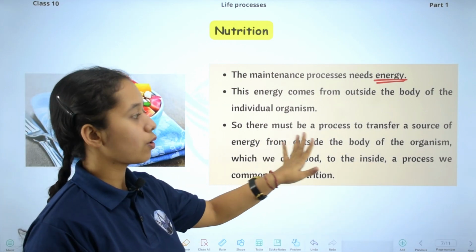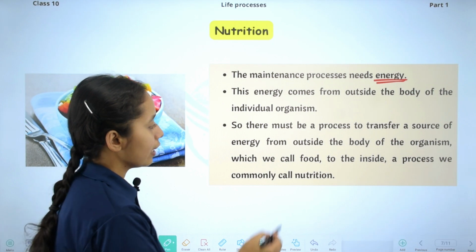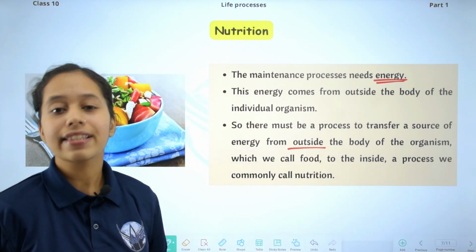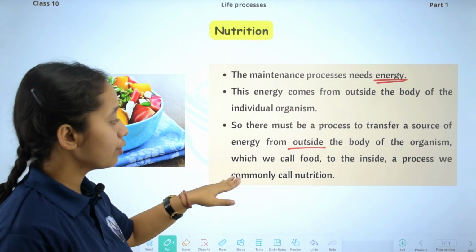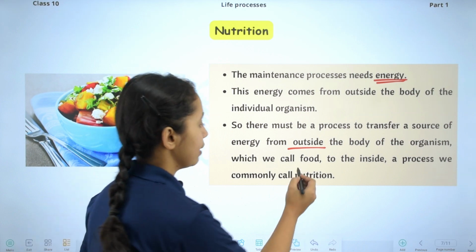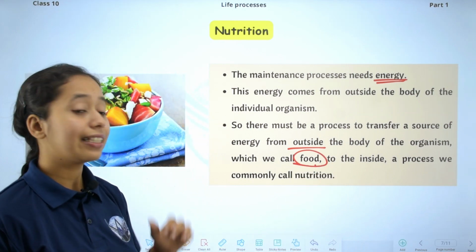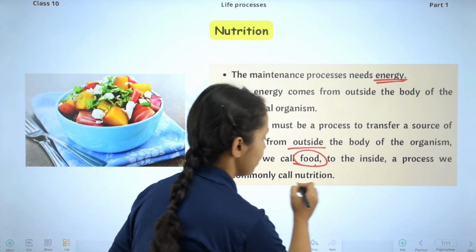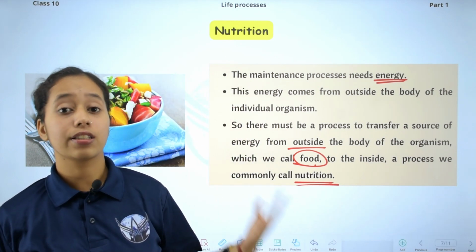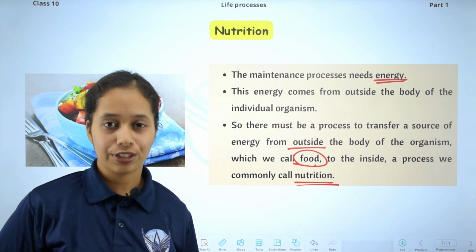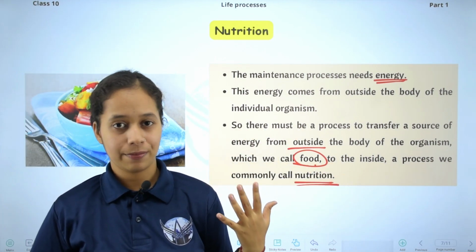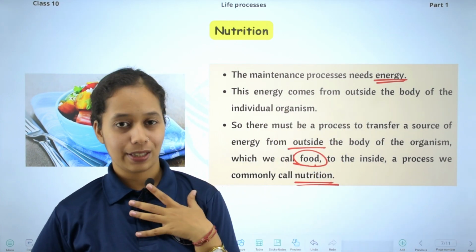So there must be a process to transfer a source of energy from outside the body of an organism to the inside of the body, which we call food. And what is this source of energy which is outside the body? It is food, and this process is named nutrition. So now if somebody asks you what is nutrition, can you tell them? It is the process by which transfer of energy takes place from outside the body to inside the body.